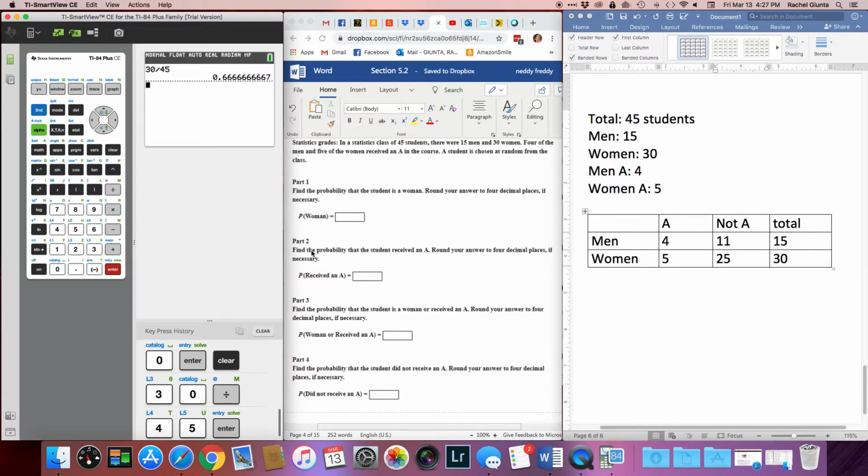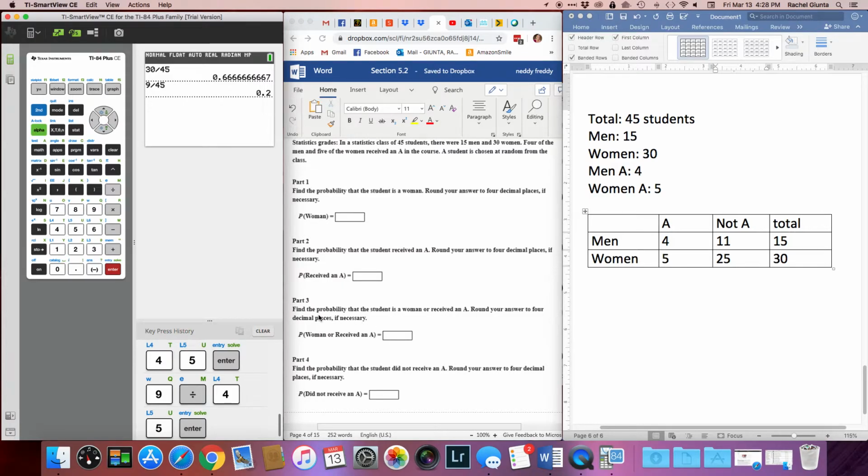Part 2, find the probability that the student received an A. So the A's here, 4 men plus 5 women, a total of 9 A's. 9 A's divided by a total of 45 students equals 0.2. 4 decimal places if necessary. You can just put in the 0.2. You don't have to worry about the fact that you don't actually have 4 decimal places there.